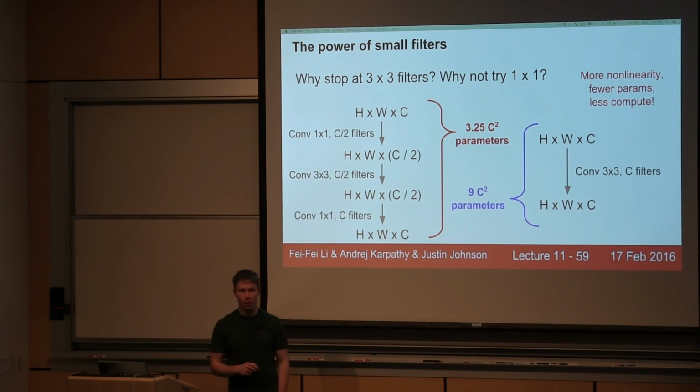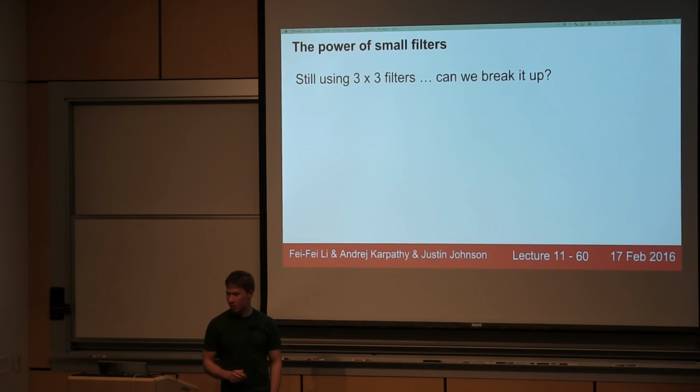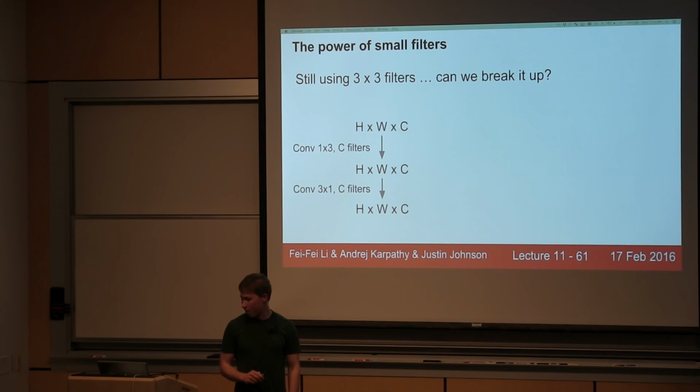But it turns out that you don't really need the spatial extent. Even just comparing this sandwich to a single 3x3 conv, you have the same input-output volume sizes, but with more nonlinearity, cheaper to compute, and fewer learnable parameters. So those are all nice features. But there's one problem: we're still using a 3x3 convolution in there somewhere. And you might wonder if we really need this. The answer is no, it turns out.